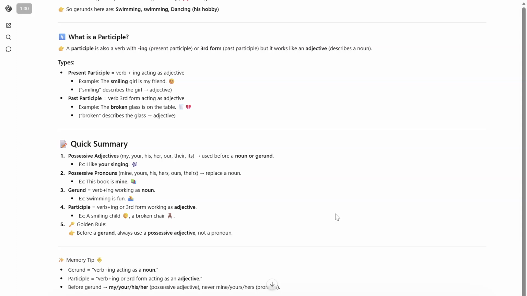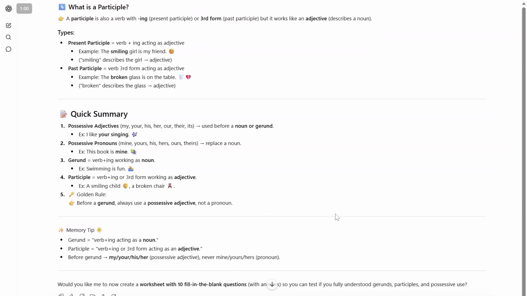Golden rule: before a gerund, always use a possessive adjective, not a pronoun. Memory tip: gerund equals verb plus ing acting as a noun. Participle, verb plus ing or third form, acting as an adjective. Before a gerund, use my, your, his, her, the possessive adjectives, never mine, yours, the pronouns.